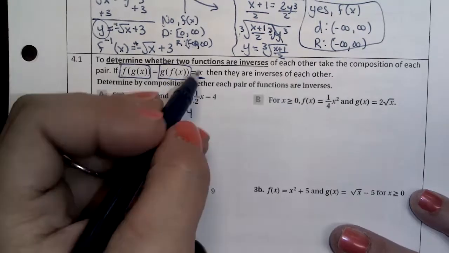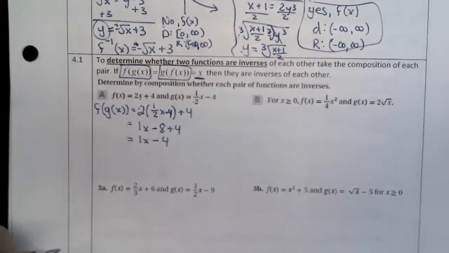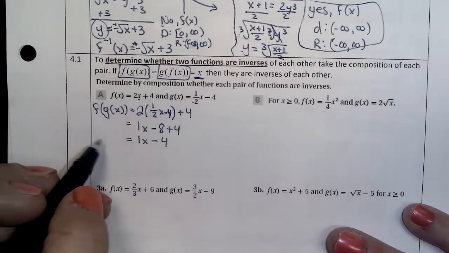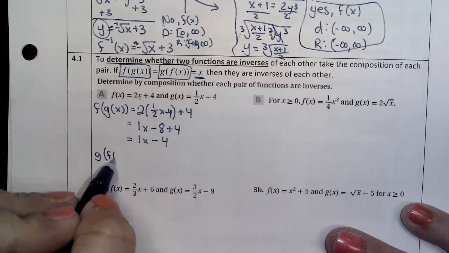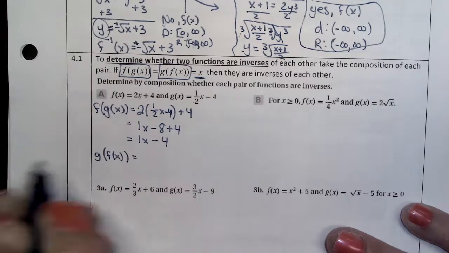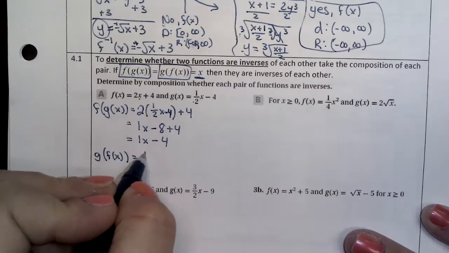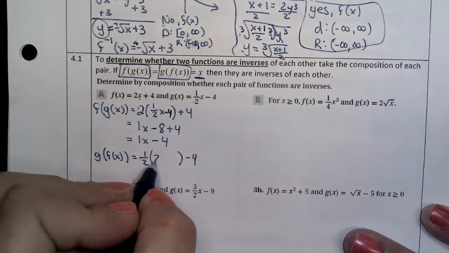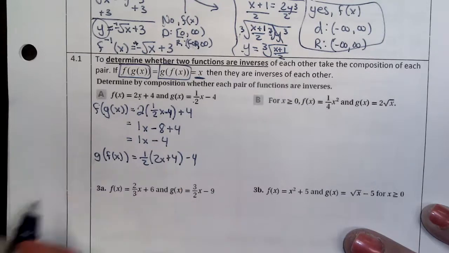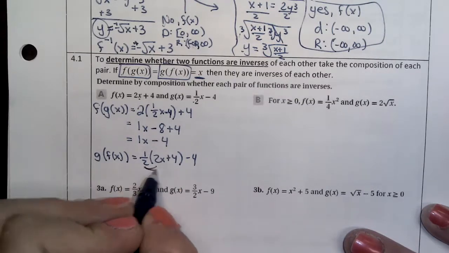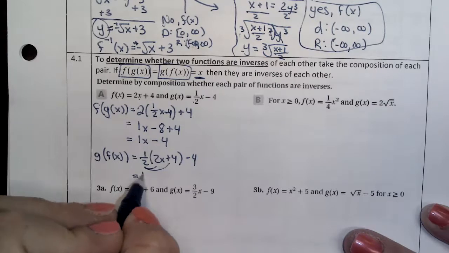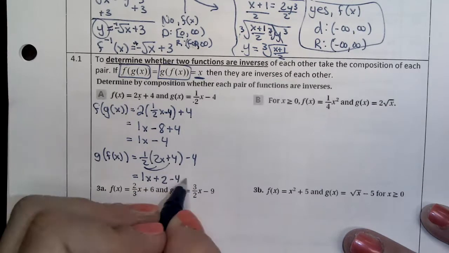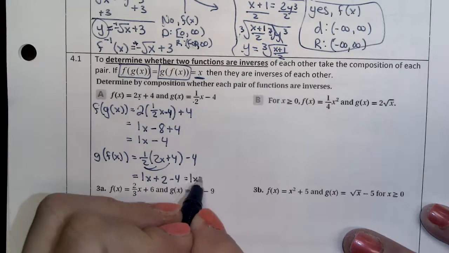Okay, so that one right there is not x. So already I can tell that these are not going to be inverses. Okay, let's go on ahead and take a look though when we do the other way around and see what we get. Okay, so now I'm going to do my g function. So my g function is 1/2 and then x. I'm going to leave a parenthesis, minus 4, and this is 2x plus 4. Okay, so I'm going to distribute 1/2 to 2x and 1/2 to 4, and I get 1x plus 2 minus 4, which equals 1x minus 2.